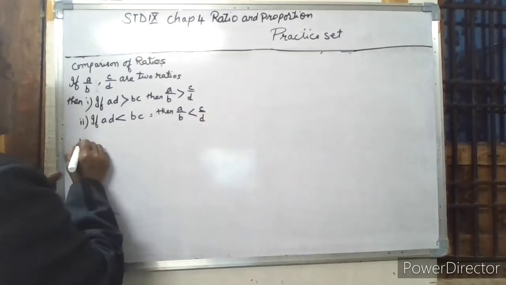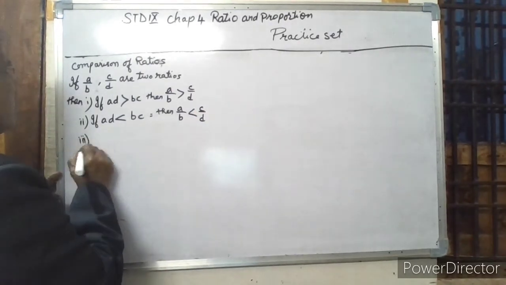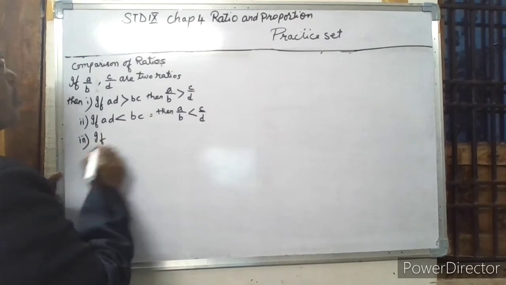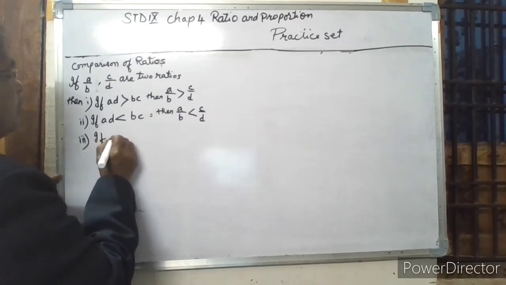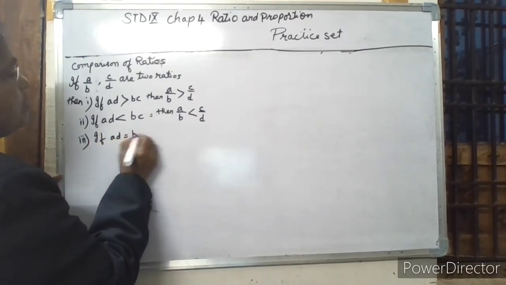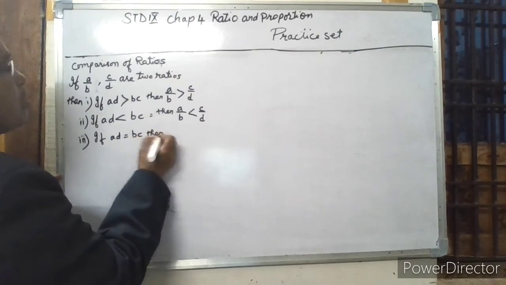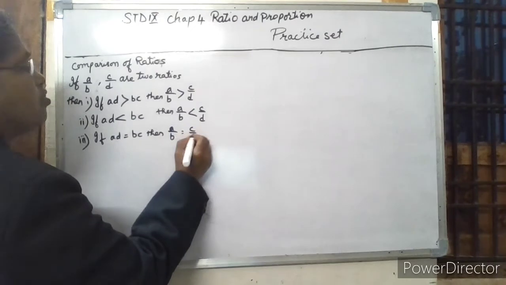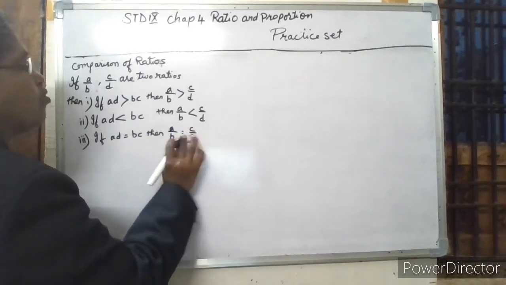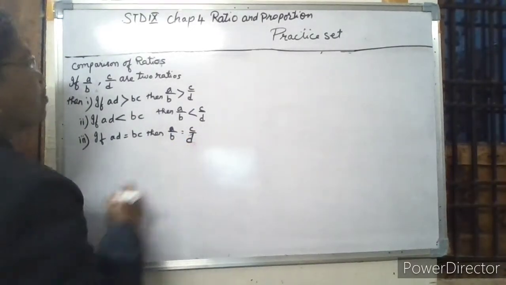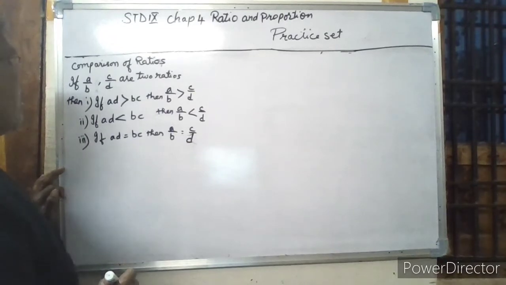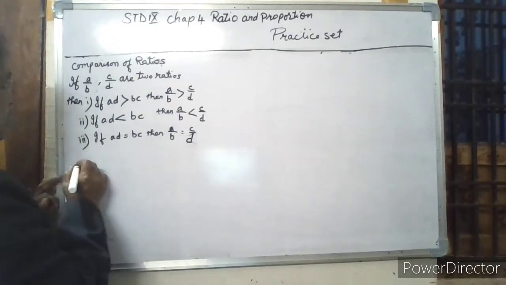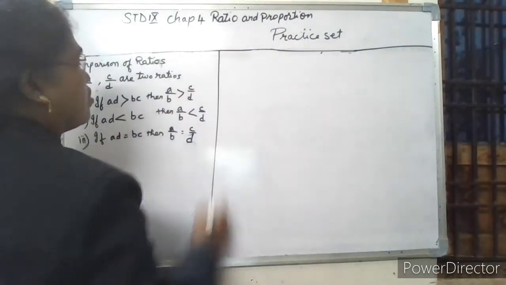Third rule, that is, if AD is equal to BC, then A by B is equal to C by D. These are the rules of comparing ratios. Let us solve practice set 4.2.